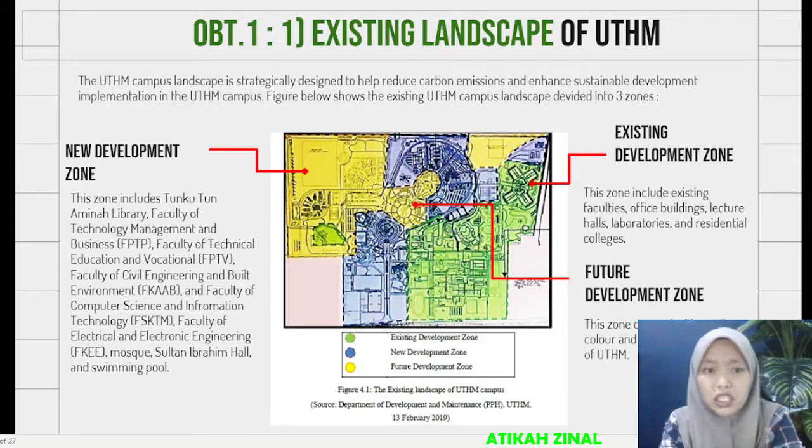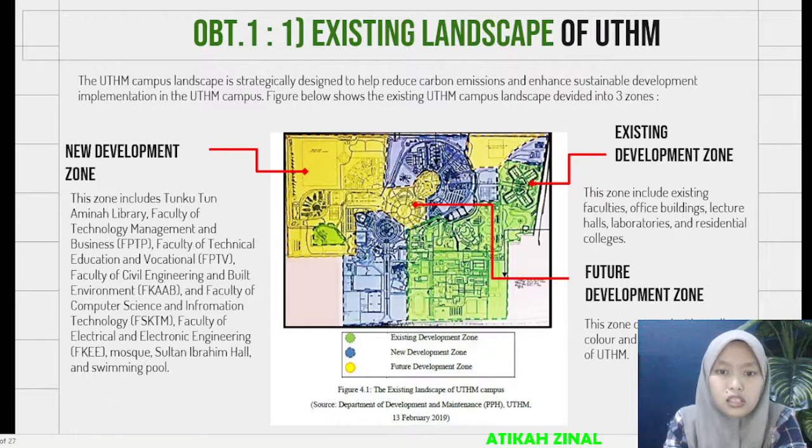Okay, this is the existing landscape of UTHM. We can see it is divided into three parts: the existing development zone, the new development zone, and the further development zone. The existing development zone is the green color, the further development zone is the yellow color, and the new development zone is the blue color.